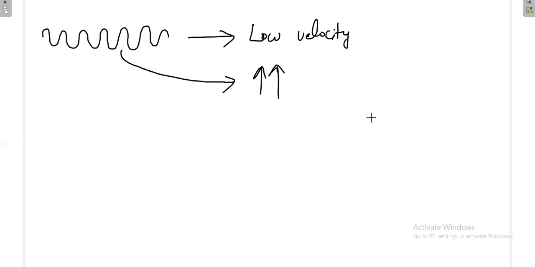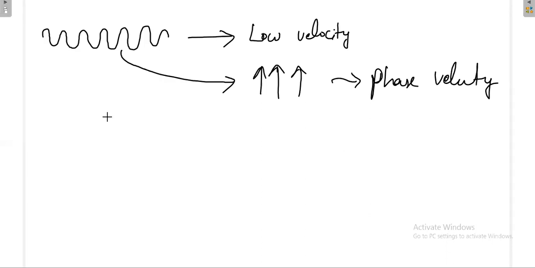The body that is moving at a very fast rate is related to the phase velocity. Its body is moving at a faster rate. It doesn't mean that it is going at a faster velocity. That's why phase velocity is greater than the velocity of light in free space.